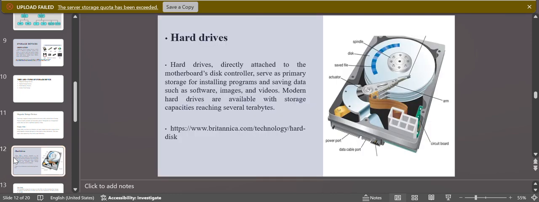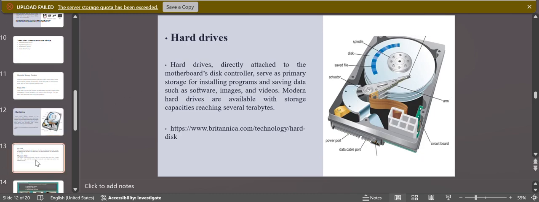Hard drives directly attached to the motherboard or disk controller serve as primary storage for installing programs and saving data such as software, images and videos. Modern hard drives are available with large storage capacity. You can see the hard drive pictures with the parts: disk, saved file, and power root.